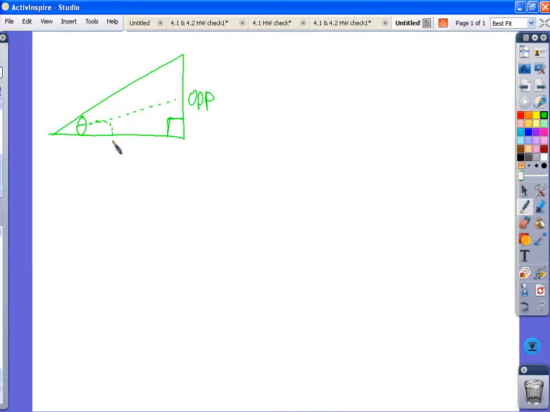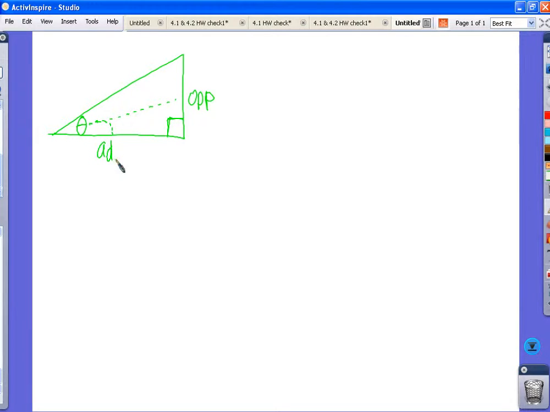And we call this side the adjacent side, because adjacent means next to. Opposite, adjacent, and this side is the hypotenuse. Why is it the hypotenuse? Because it's across from the right angle. It's across from the 90-degree angle.